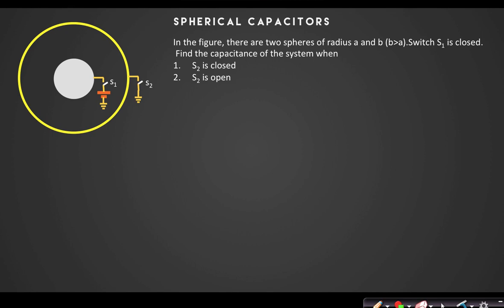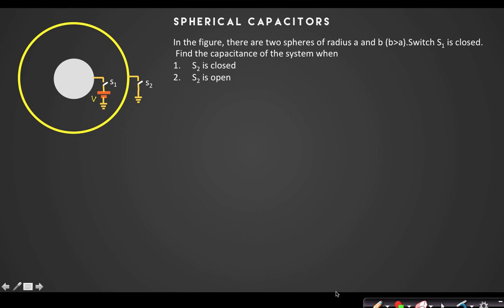Switch S1 has a battery of any potential V, suppose, because in finding capacitance, the potential is not needed. So you can assume it to be any potential V, and with that potential V, I have connected the inside shell with switch S1, and the outside shell has another switch S2. Initially the switch S2 is closed and then I have kept it open. I have to find what is the equivalent capacitance of that system.